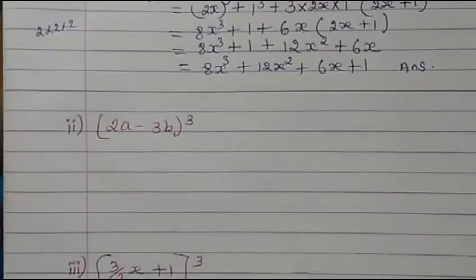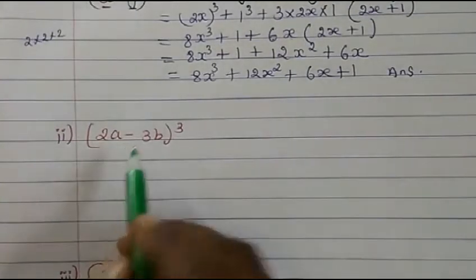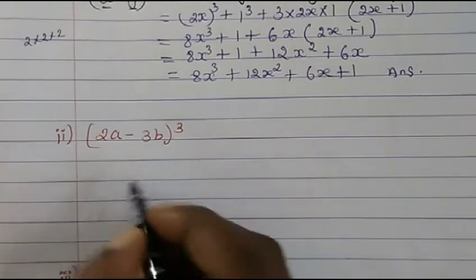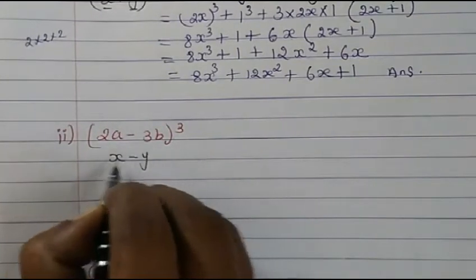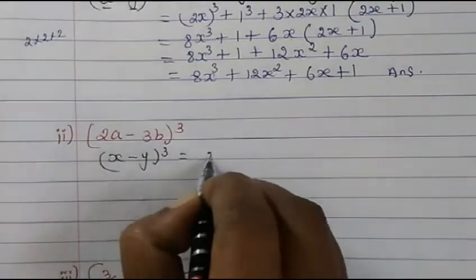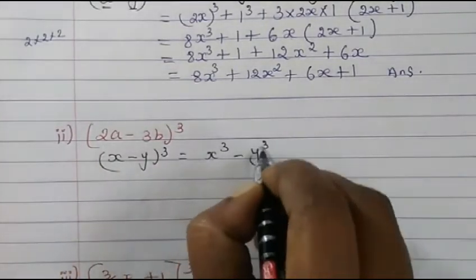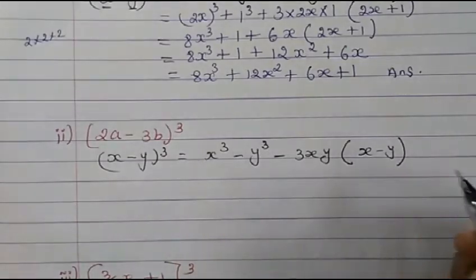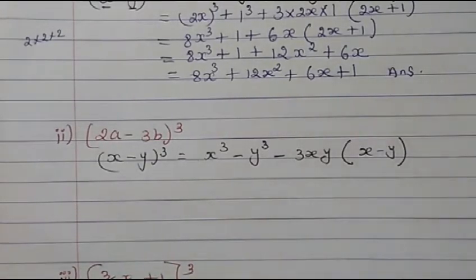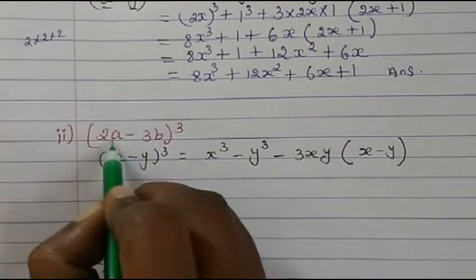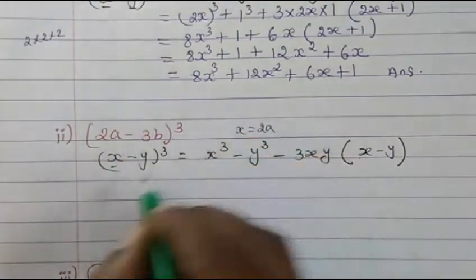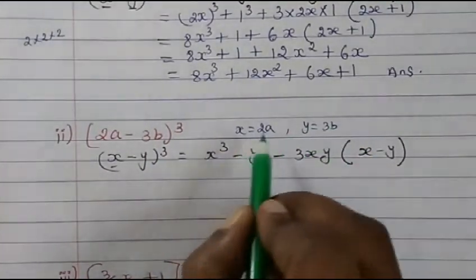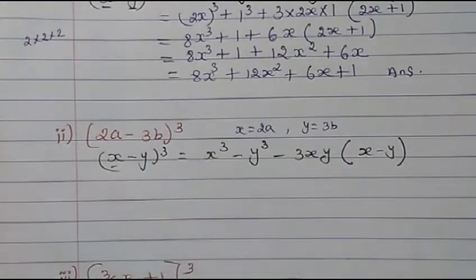So now let's do the second one. The second one is in minus form. So we have to write down the minus form of the expansion form, which I have already showed you. So it is x minus y whole cube is equal to x cube minus y cube minus 3xy in bracket x minus y. So this is the expansion form. So wherever x is there, what do we have to write? Wherever x is there, we have to write 2a in the place of x, and in the place of y we have to write 3b. So wherever x is there 2a, wherever y is there we have to write 3b.